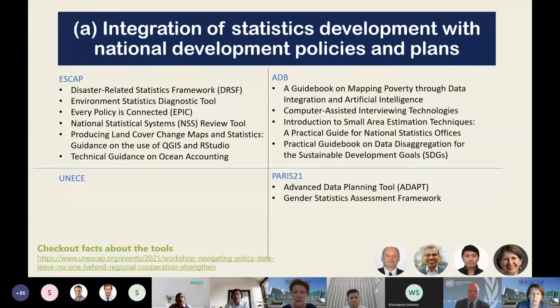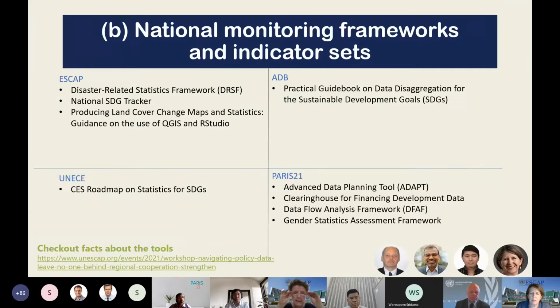we are going to move to the second sprint here. Can we go to the next slide? Commitment B, national monitoring frameworks and indicator set. And I am just trying to see, I am going to put Gemma on the spot here.